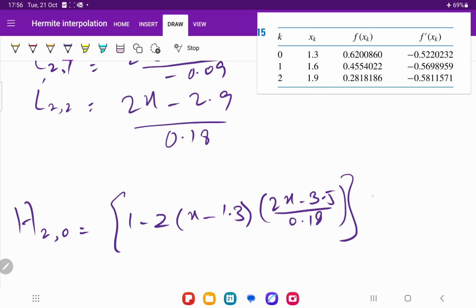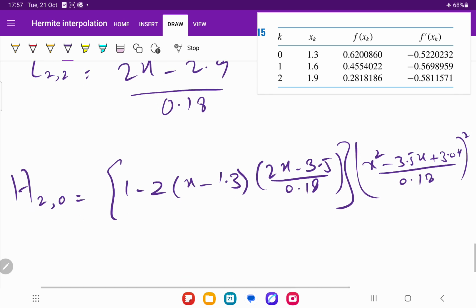Okay, multiply by L square. So what is L square? It is (x square minus 3.5x plus 3.04) divided by 0.18, whole square. So that is H20. Now here we simply give the values of x to get H20. Whatever value of x is given, we put it here and get H20.